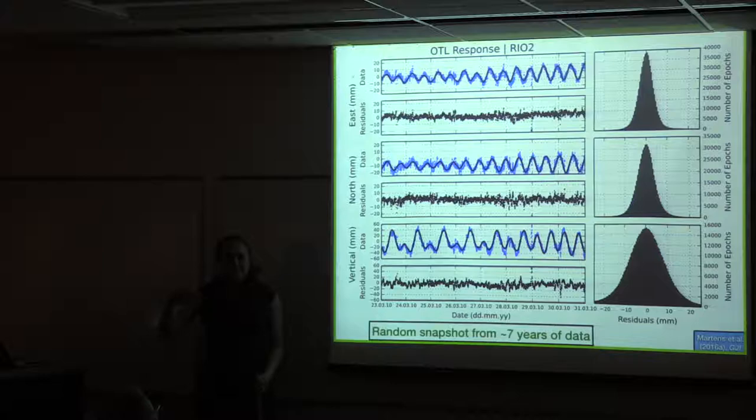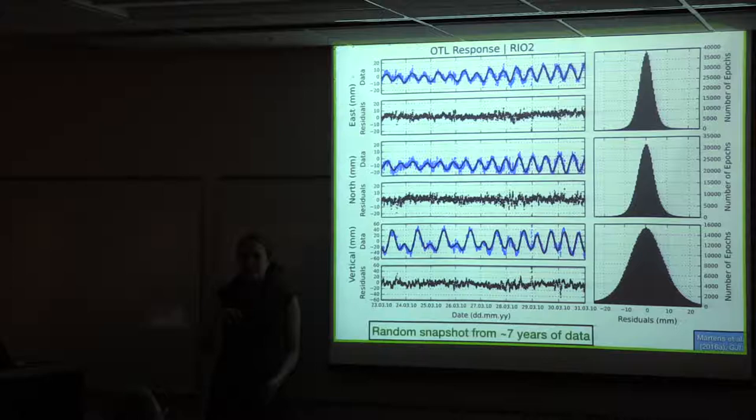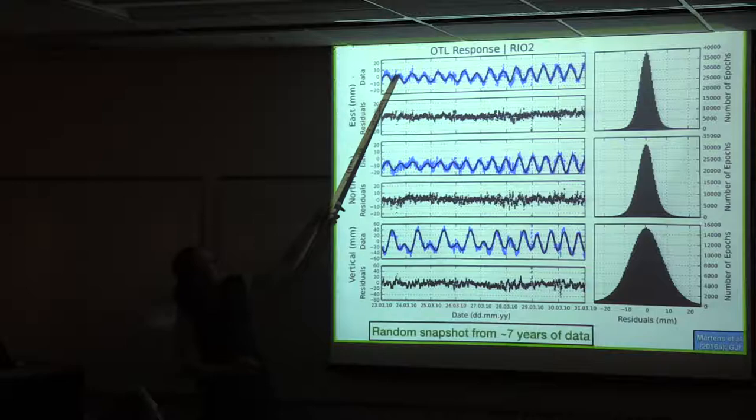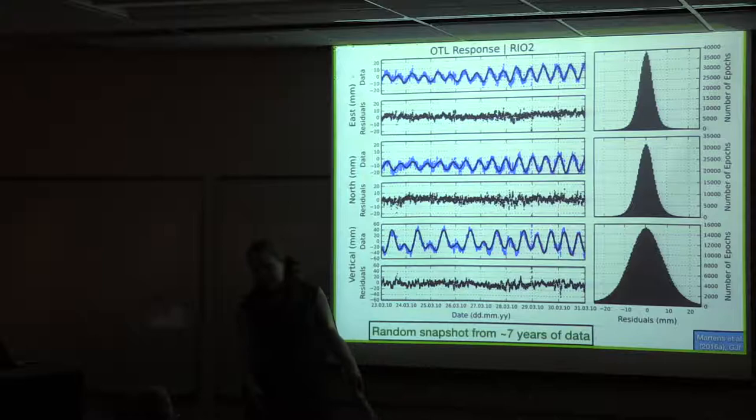That's our harmonic analysis, where we're making a fit of the tidal harmonics to our data. And so that's overlaid as the black line over the actual time series. And the bottom panels of each pair are showing the residuals, which we also show as histograms on the right-hand side. Those are the residuals between observation and model.